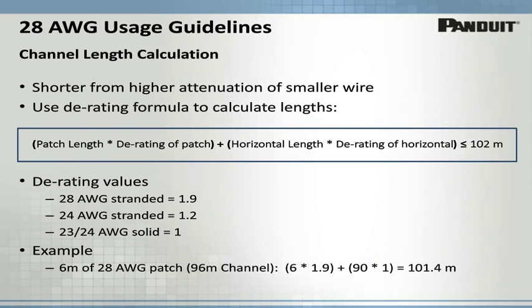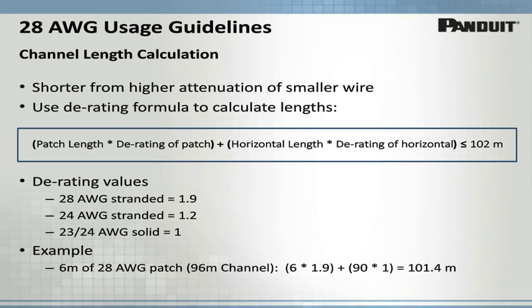Regarding the derating that I mentioned a moment ago, the shorter length channel is due to the higher attenuation of the smaller wire gauge that's used in 28 gauge cabling, as compared to, for example, 24 gauge wiring. To calculate the maximum channel length, a derating formula is used, which is pretty straightforward, and that's in the blue box as shown. There are 2 parts to the formula, one for patch and the other for horizontal cabling.